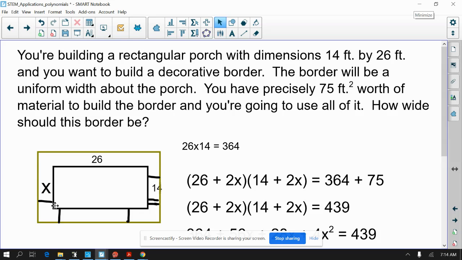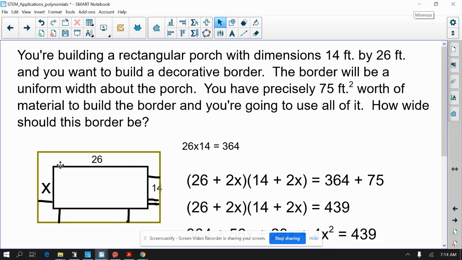And we know we want a border around the porch of equal width, equal distance all the way around the porch. And what I know about this border, if I were to fill in the border, I only have 75 square feet of stuff to fill it in with. So that's enough information to find how wide this border has to be. And getting the very first step is the most difficult one.